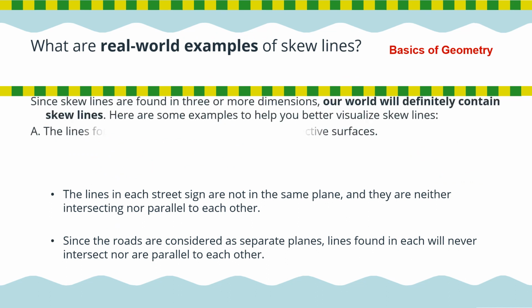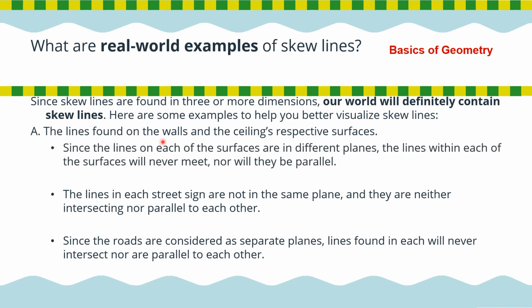Okay. So what are the real world examples of skew lines? Since skew lines are found in three or more dimensions, our world will definitely contain skew lines. So there are some examples to help you better visualize skew lines. The lines on walls and ceilings, these are examples. Since the lines on each of the surfaces are in different planes, the lines within each of the surfaces will never meet, nor will they be parallel.